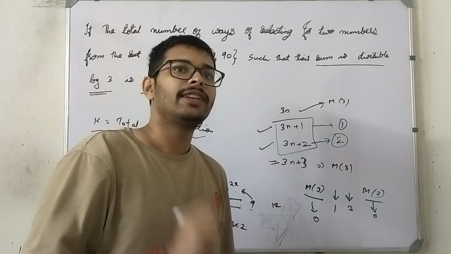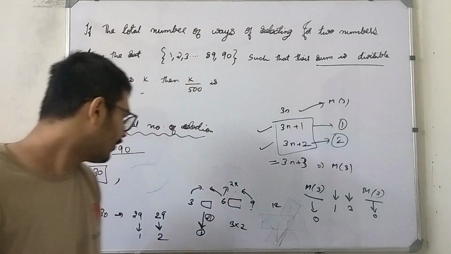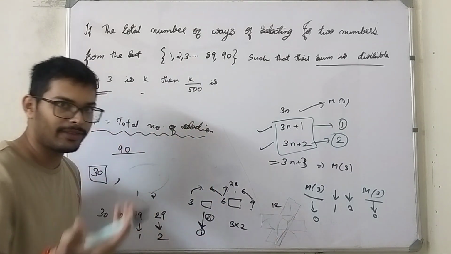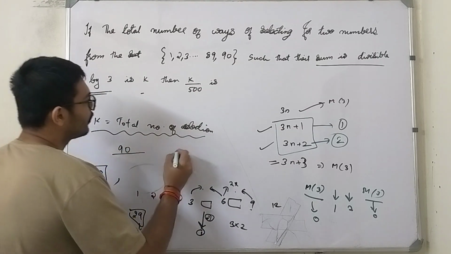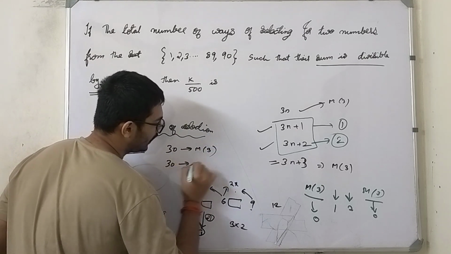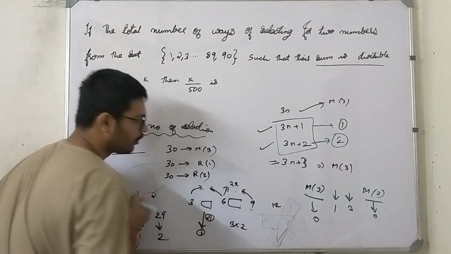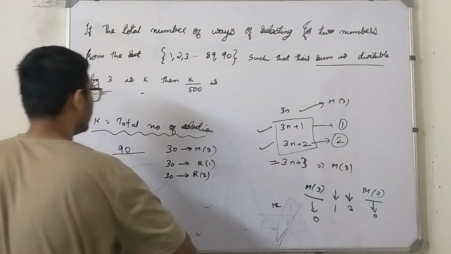Now there are 0 and 1, 2 is from 0 and 3, there are 1 and 2. We haven't taken that 1 and 2. So if you take 1 and 2, if you divide 1 with 3, the remainder is 1. If you divide 2 with 3, the remainder is 2. By default, there are 30 multiples of 3, and 30 numbers which will give a remainder 1, and 30 numbers which will give a remainder 2. That's the condition. Now we need the selection.